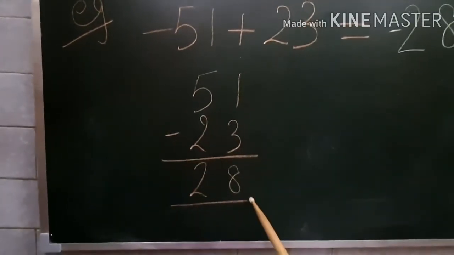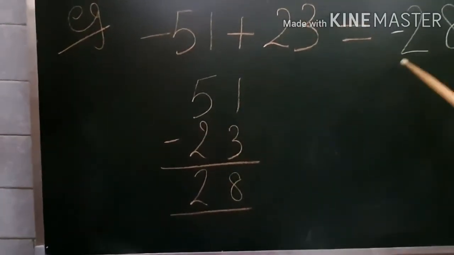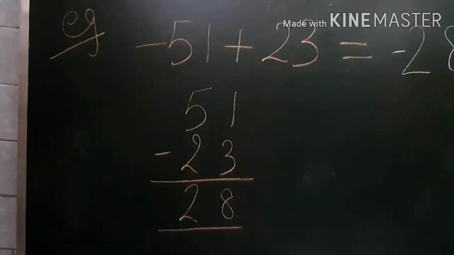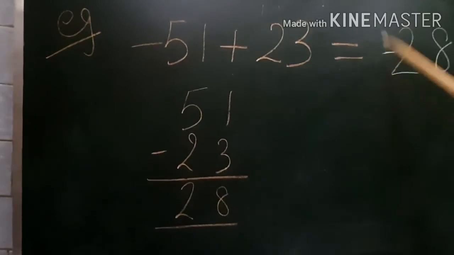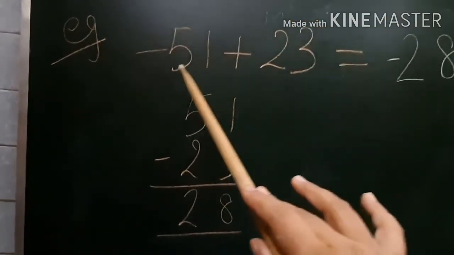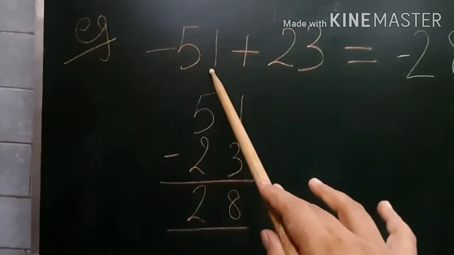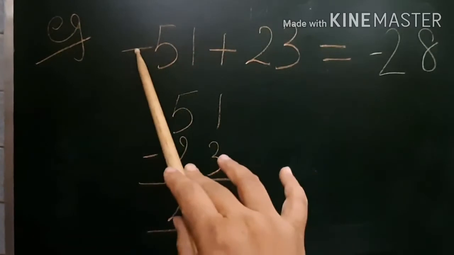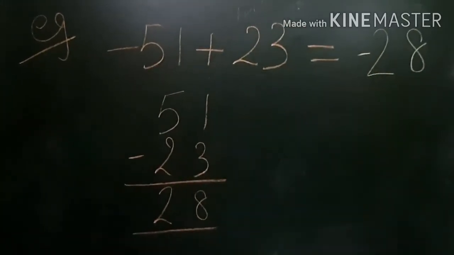First subtract these two numbers, you get 28. So write down 28. Now we have to check which sign will come over there. As I saw, 23 is positive and 51 is negative. As 51 is greater than 23, so we put the sign of negative.